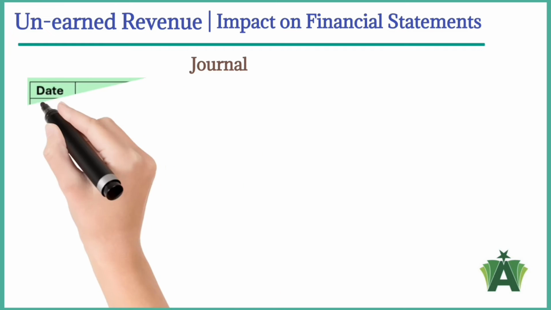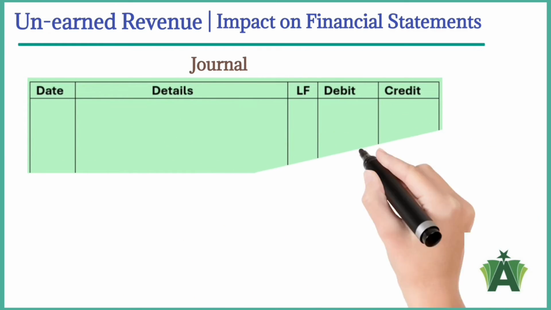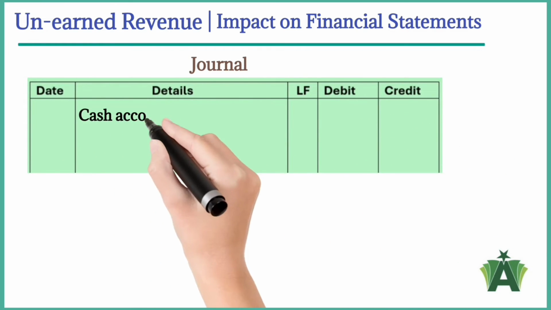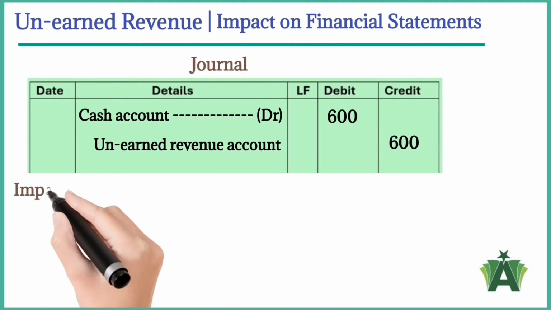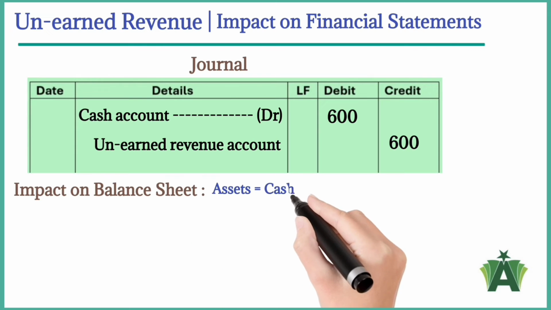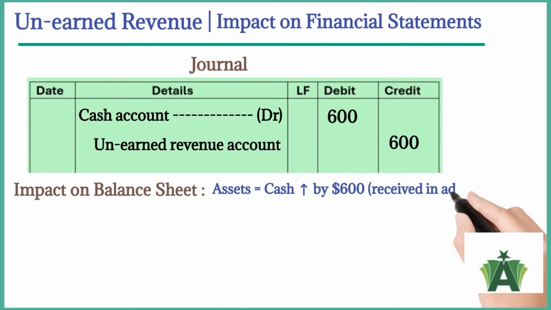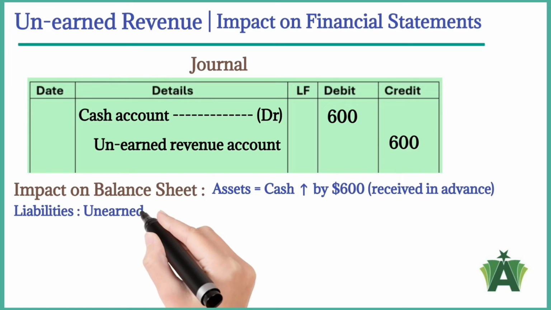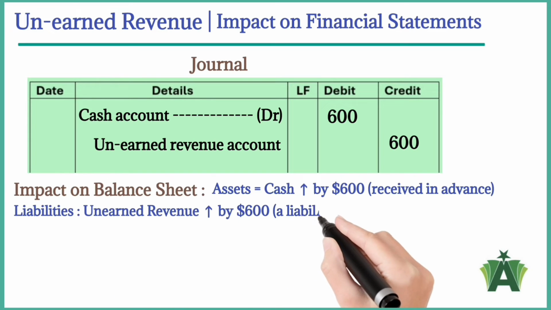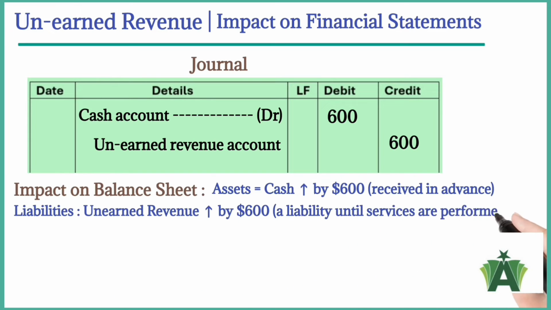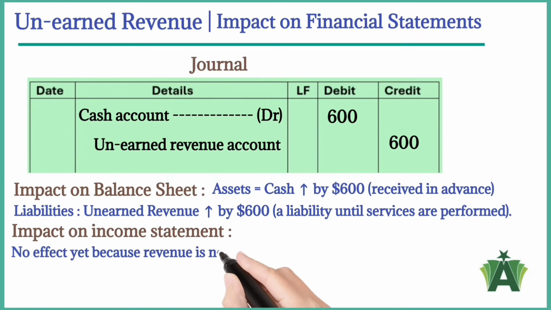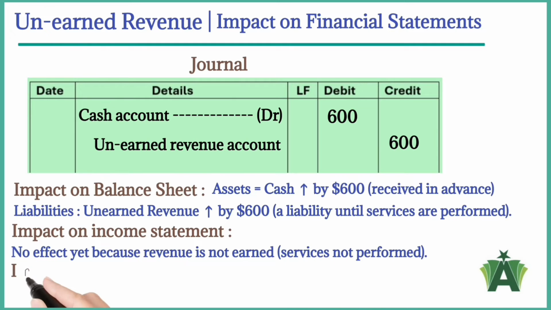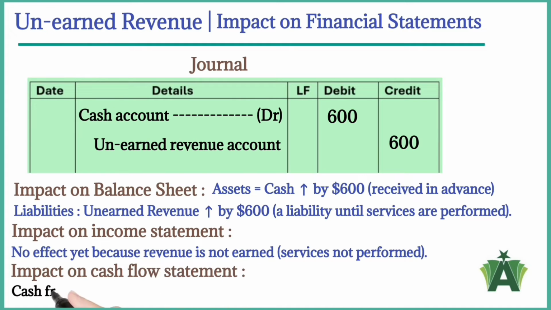Received $600 in advance for services not yet performed. The journal entry will be: cash account debit $600. Unearned revenue account credit $600. Impact on balance sheet. Assets. Cash increased by $600, received in advance. Liabilities. Unearned revenue increased by $600, a liability until services are performed. Impact on income statement. No effect yet because revenue is not earned, services not performed. Impact on statement of cash flows. Cash from operating activities increased by $600.